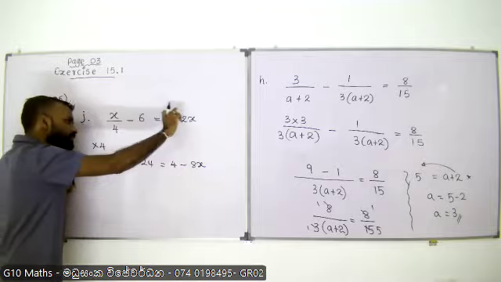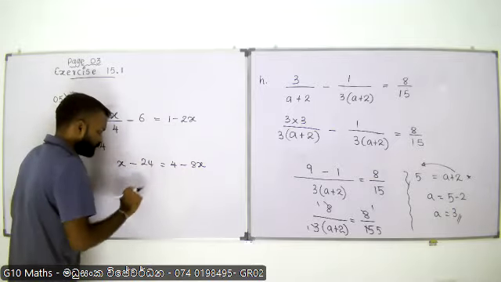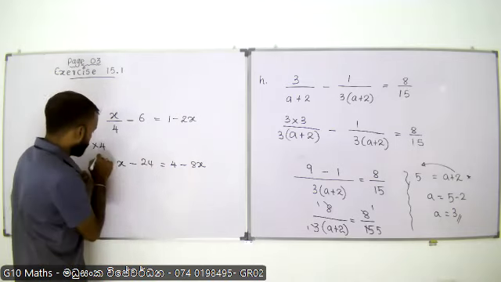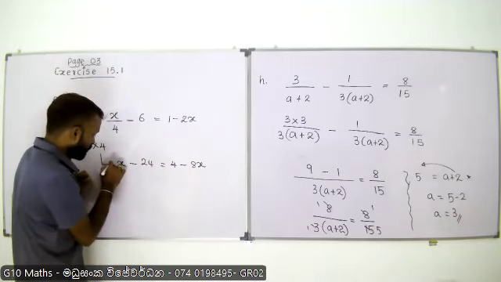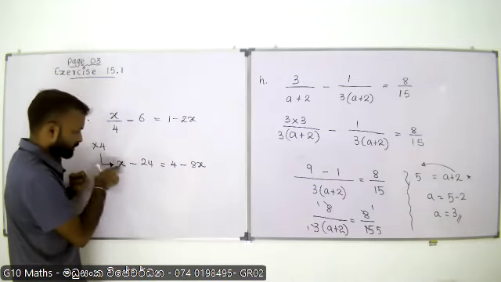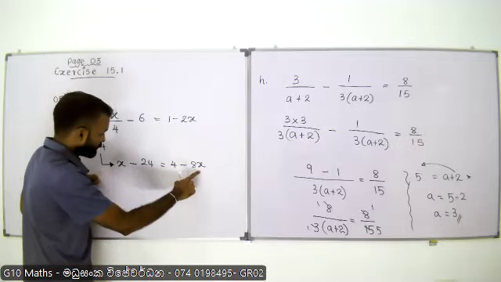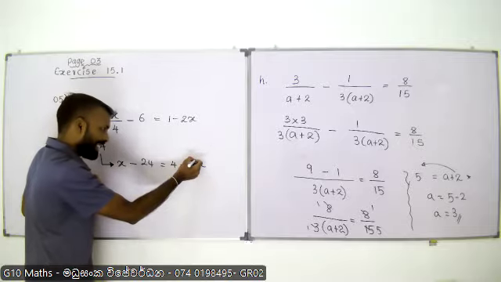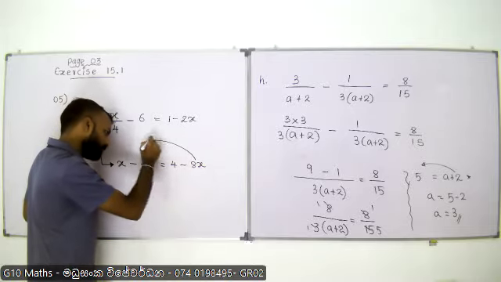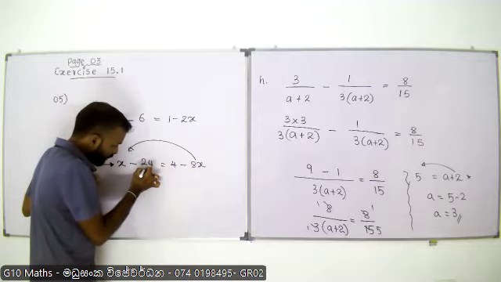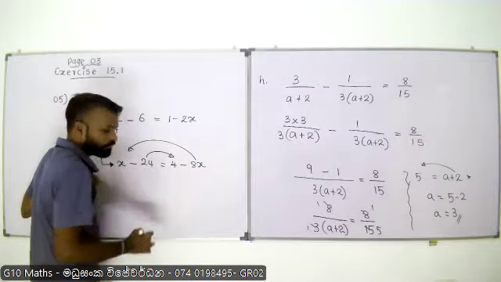If you multiply this equation by 4, you may get this. I will show it like this so that you can understand. Right. So what is it? Now 8x is here, x is here, so at once you can take this minus 8x to this side. At once you can take this negative 24 to this side, right?